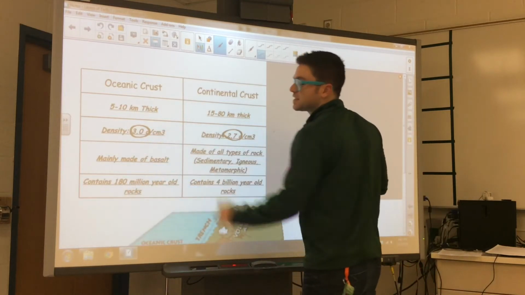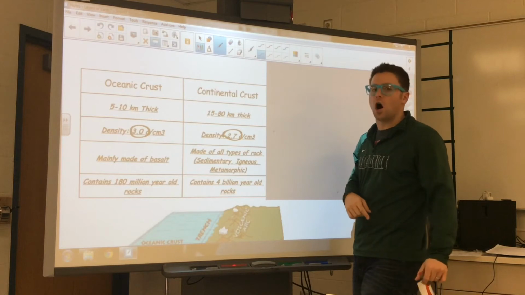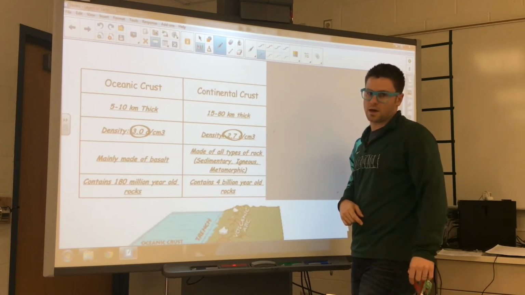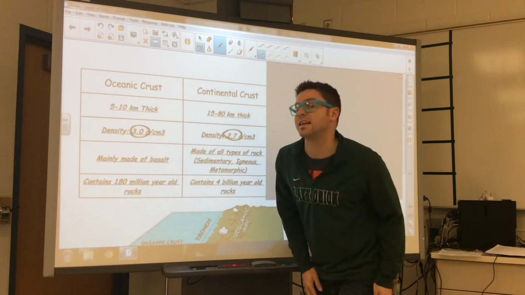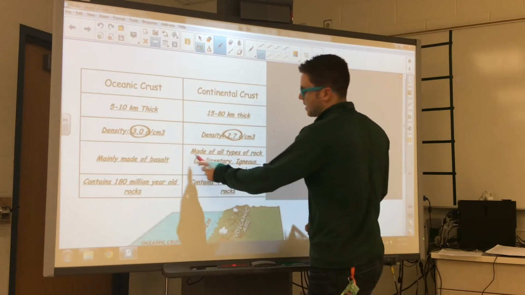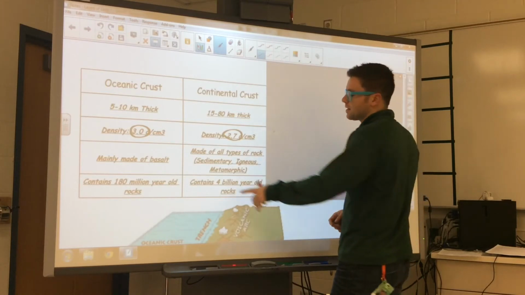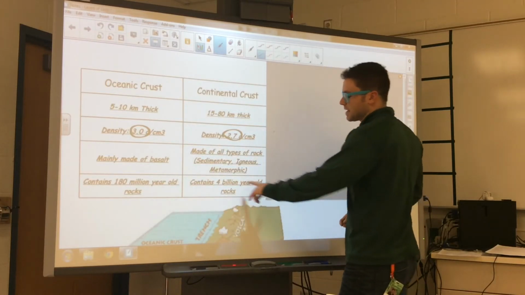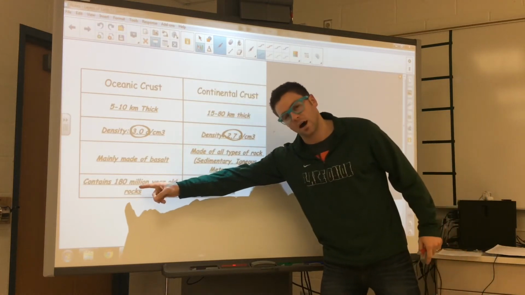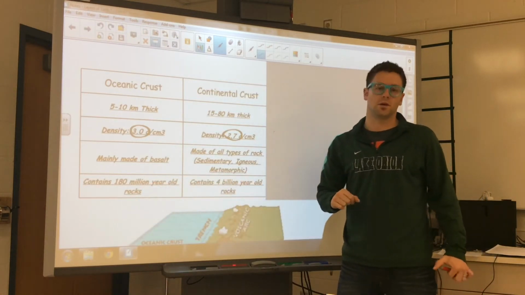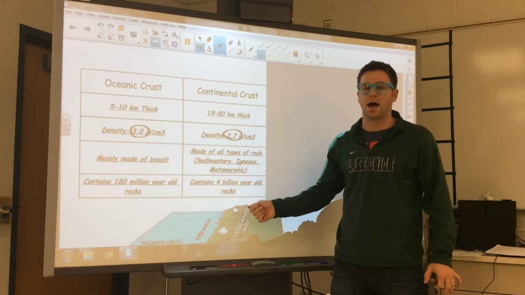And so we've got a difference in density, and then we see continental crust is made of all types of rock. Okay? Oh, I didn't answer this. Right? Basalt is an igneous rock, if you didn't get that right. And then here we see all sorts of types. Igneous, metamorphic, and sedimentary. We see all those types in continental crust. And we also see 4 billion year old rocks. So we see rocks that are almost as old as Earth here on the continents.